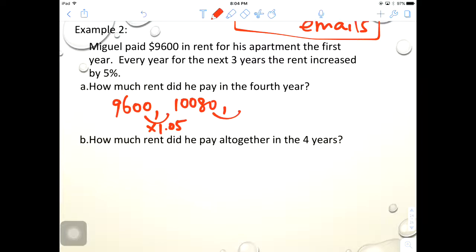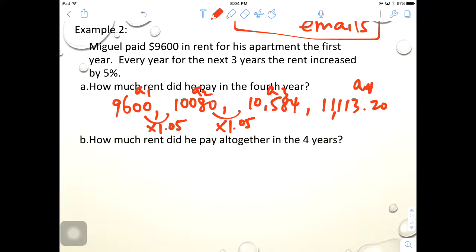And then after that, another 5% increase should be $10,584. And then after that should be $11,113.20. So those are the first 4 years. So here is a sub 1, a sub 2, a sub 3, and a sub 4. So this is the 4th year that he will be paying, and that is the answer for the first question, part A. Part B says, and that's the dollar amount.